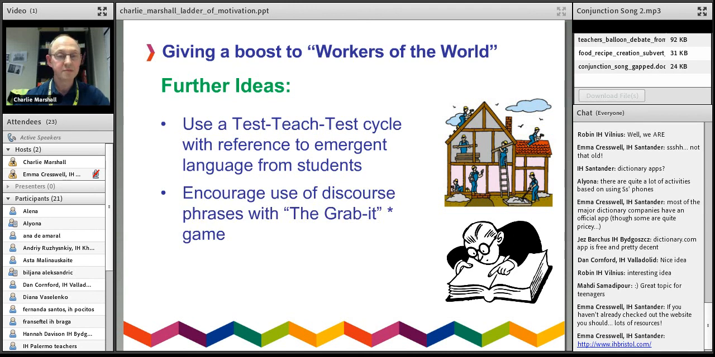Another thing I've often done, and in fact I suspect I may have invented this task, is I use something called the grab it game. The idea is to have phrases that I want the students to use on cards. These are phrases that perhaps they're not using in their speaking, but they could be using to sound more natural, more fluent, more native speaker-like. And I put them on cards, and then they pick up and take the phrases as they use them.